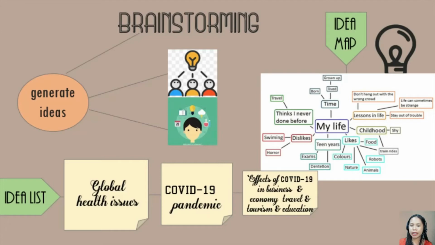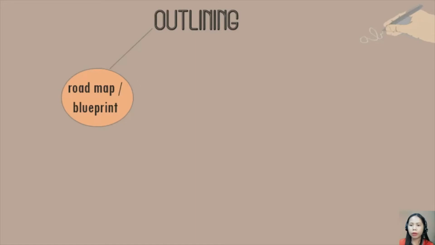Next is the idea map. The idea map is a visual representation of ideas and their connections with one another. Its difference with the idea list is that it is more structured because it shows how one idea subordinates another idea. Outlining is considered as a blueprint or a roadmap when writing.